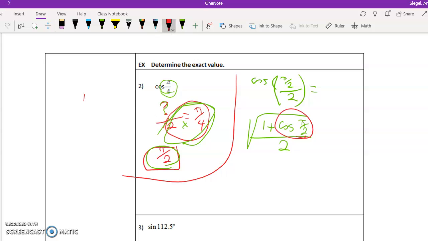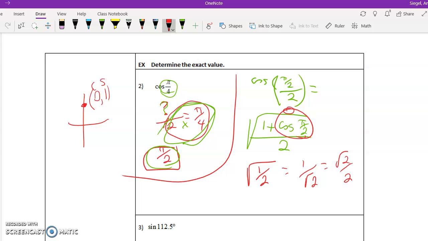So I want to focus on that right now. So pi over 2 is right there. And so the cosine of pi over 2 is going to be 0. So I have 1 plus 0, which is 1. So I have the square root of 1/2. So I have 1 over the square root of 2, which is square root of 2 over 2. And again, it's going to be positive because of this being in quadrant 1.